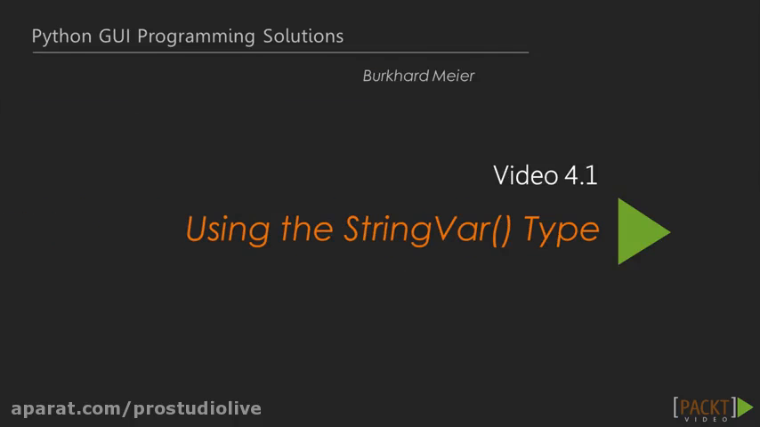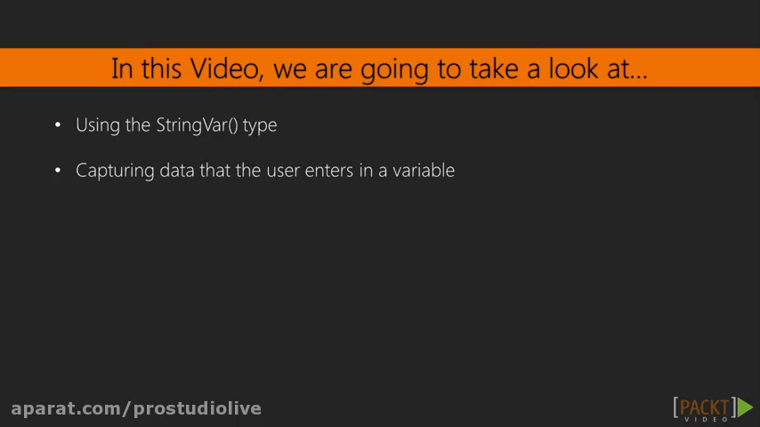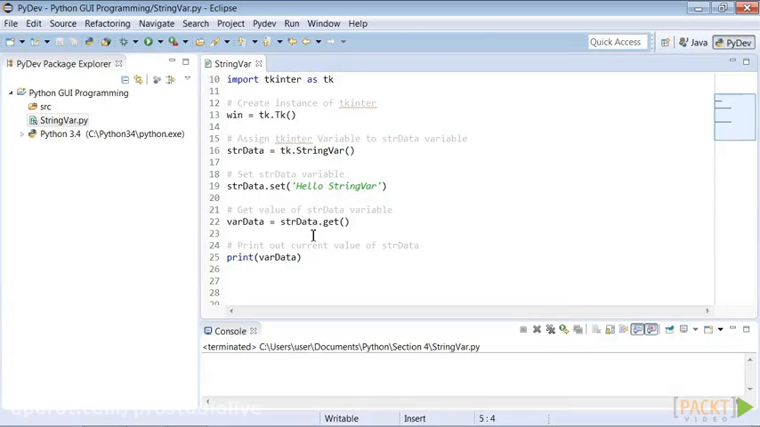There are built-in programming types in tkinter that differ slightly from the Python types we're used to programming with. String var is one of those tkinter types. This video will show you how to use the string var type. Later on, we'll show you how to capture data that the user enters in a variable. We are learning how to save data from the tkinter GUI into variables so we can use that data. We can set and get their values, very similar to the Java getter-setter methods.